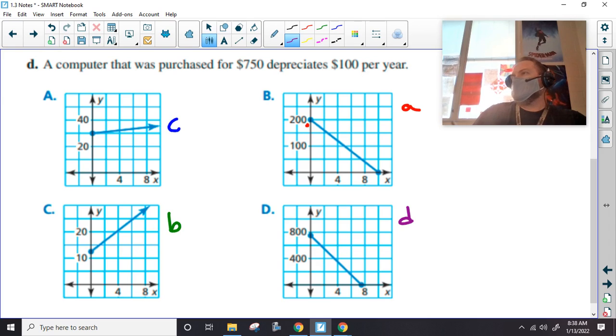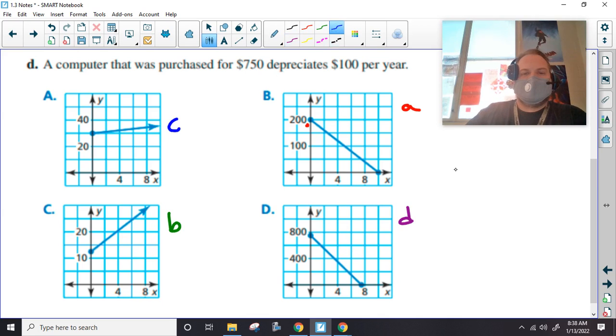Okay. Computers, televisions, phones, and cars are some of the worst things to buy because they are not worth as much as you bought them for like a couple of days later. Okay, please keep that in mind.